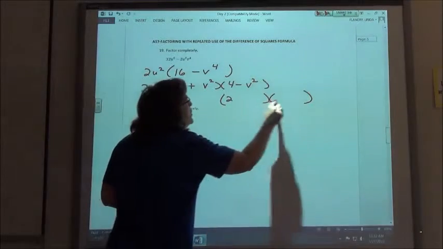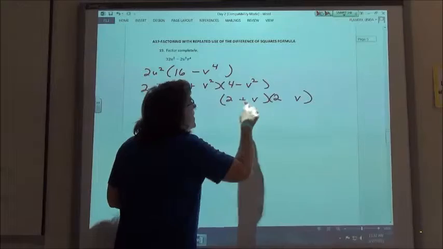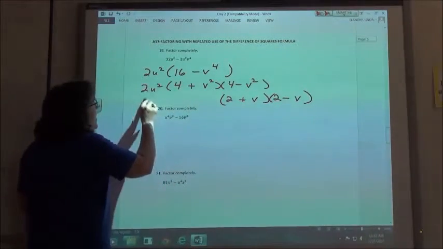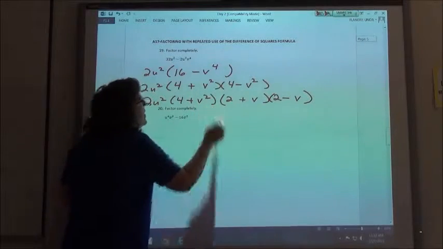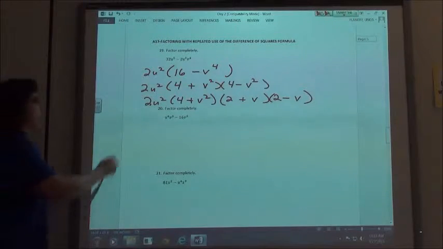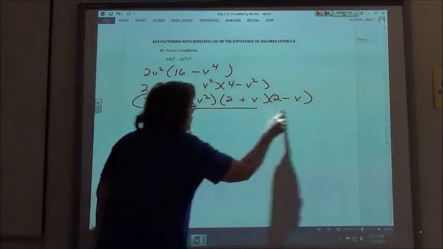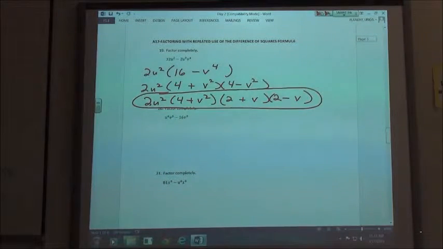Factors of 4, 2 and 2. Factors of v squared, v and v. One has a plus, one has a minus. And so I have 2u squared times 4 plus v squared times 2 plus v times 2 minus v. And all of that has to go in for my answer. It's a big long answer to type in.